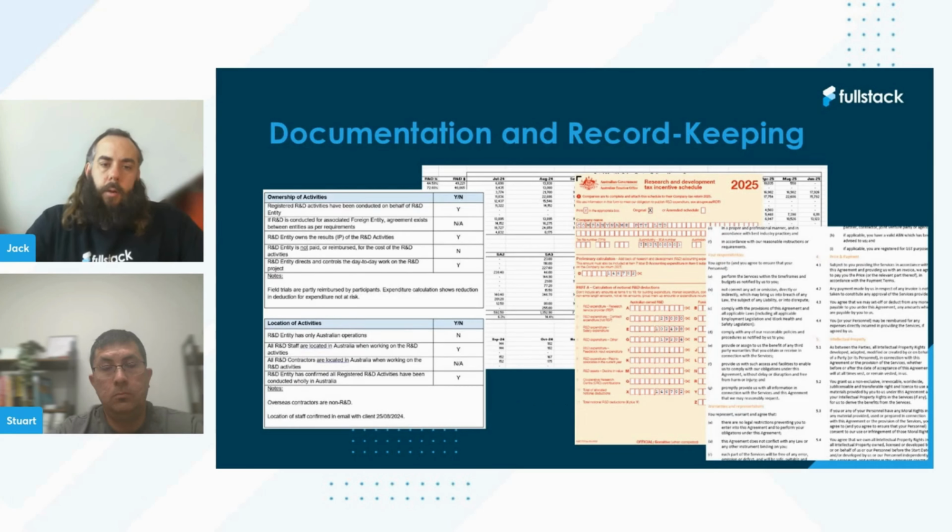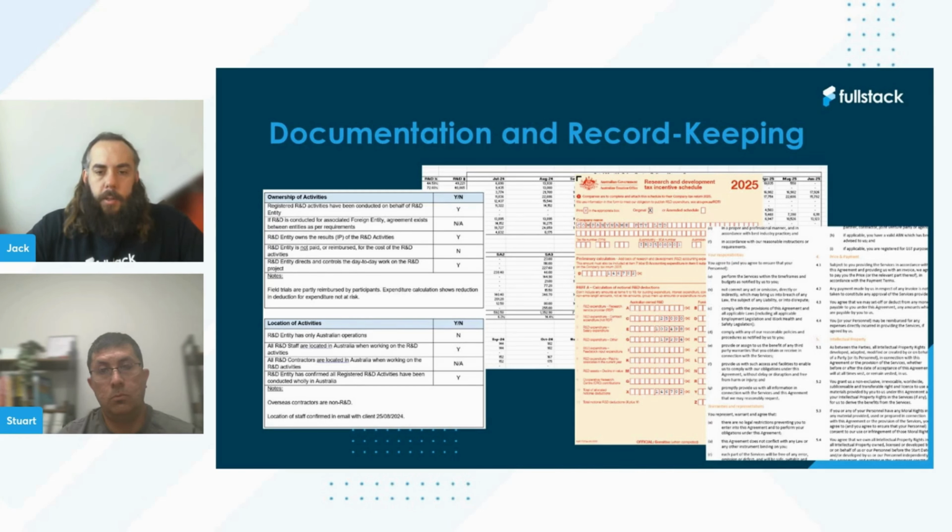And one thing, if you're in our social media channels, you'll see that we at least once a year have a specific webinar around documentation and record keeping. That is so important and something that is much easier to keep on top of as you're doing the work, as you're spending the money, rather than just talking to your R&D consultant once a year at the end of the year.